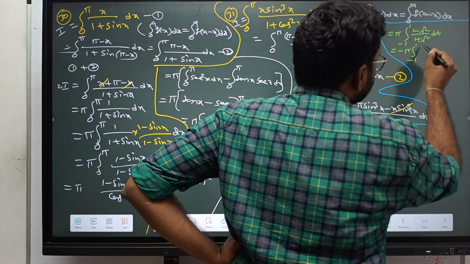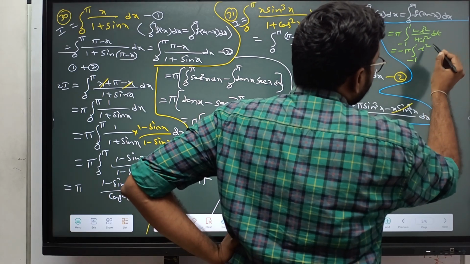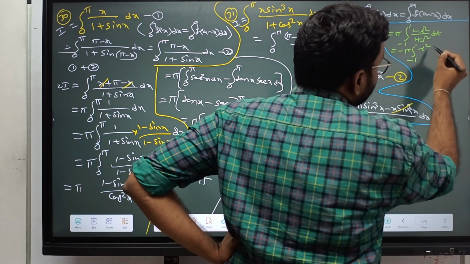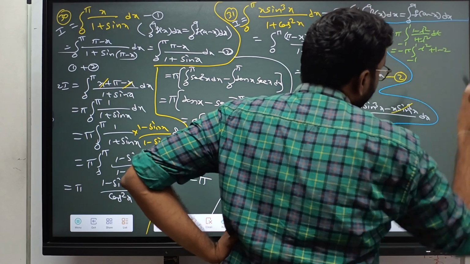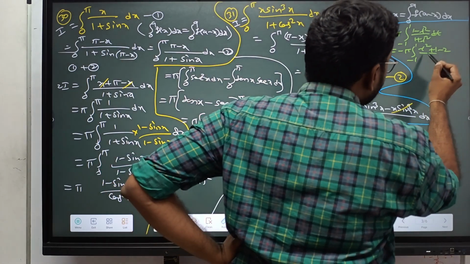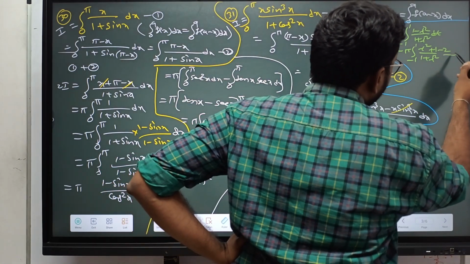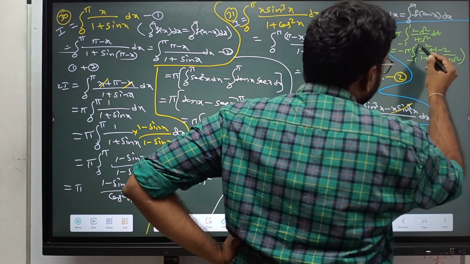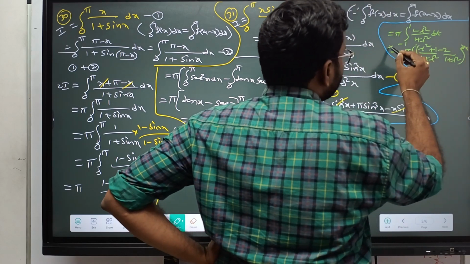So it will become positive, right? t square. Then it will become minus 1. I am writing plus 1 minus 2. Okay? Plus 1 minus 2. And the denominator I am writing separately, by 1 plus t square. Understand? This is a very, very important step.